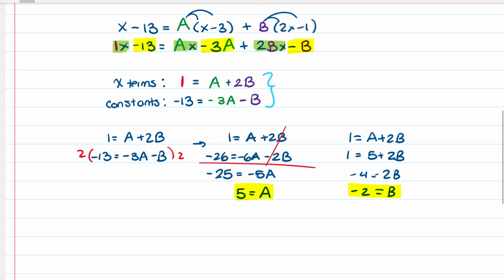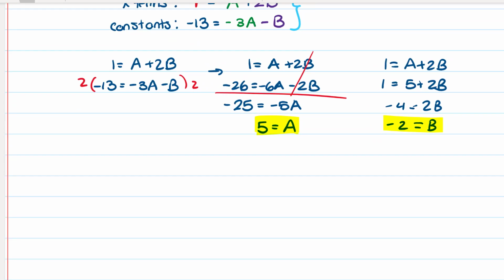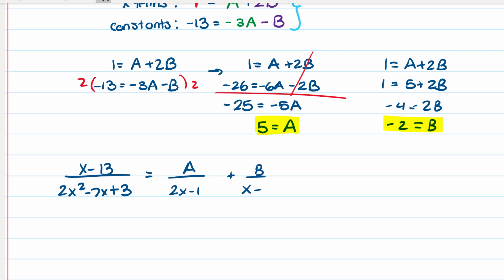Now what's really important is you do not mix these up. It doesn't matter which one you solve for first, as long as you keep consistent. So when I had my problem, x minus 13 over 2x squared minus 7x plus 3 is equal to a over 2x minus 1 plus b over x minus 3. This 5 better go where the a goes, and the negative 2 better go where the b goes, right?